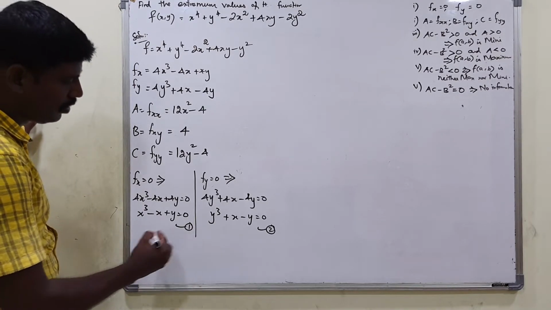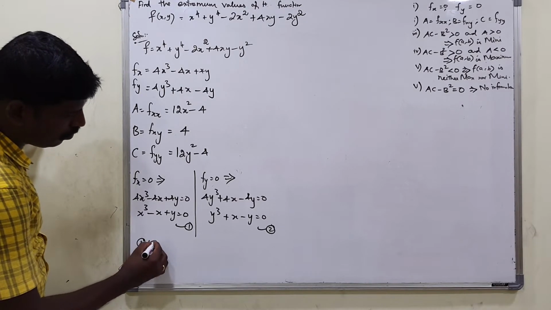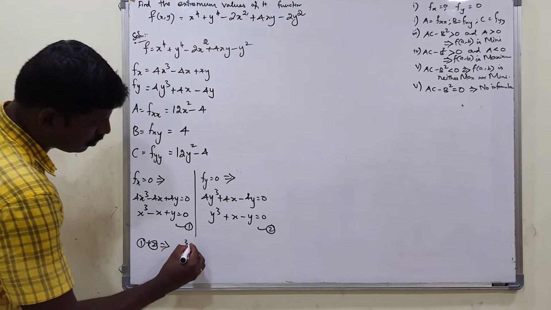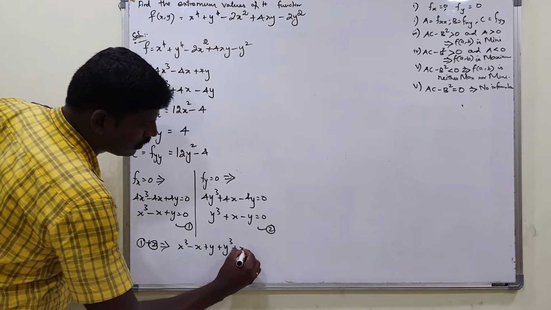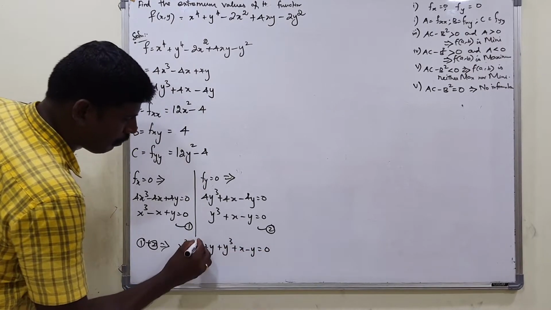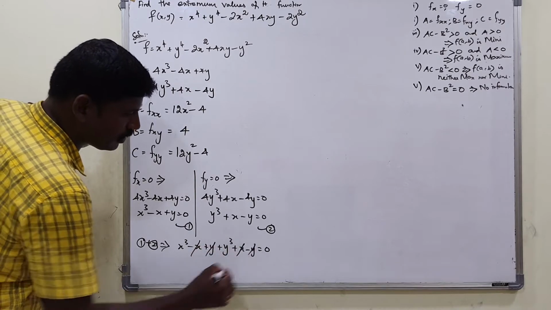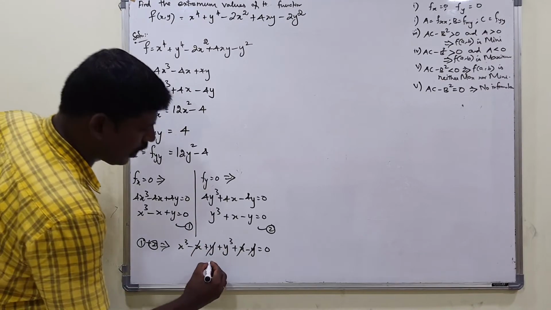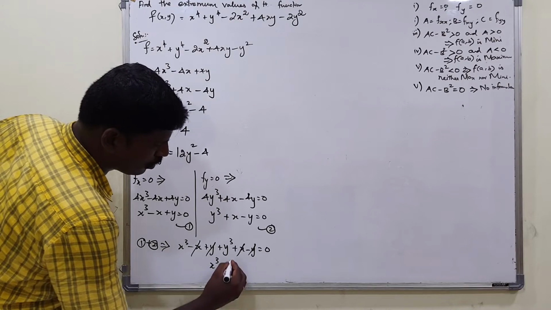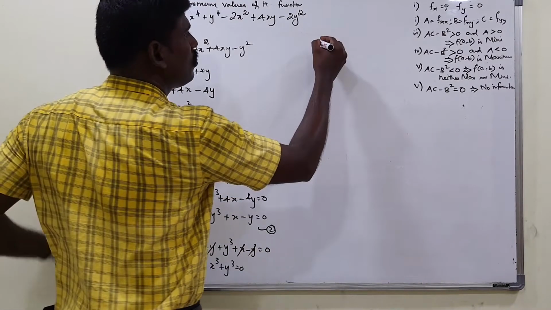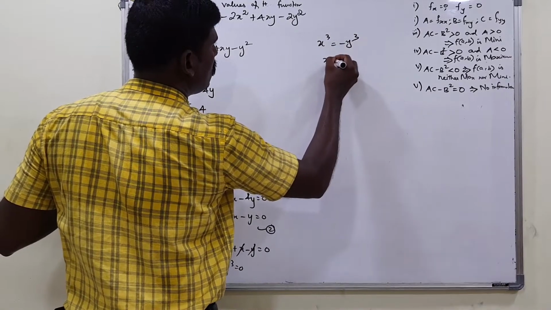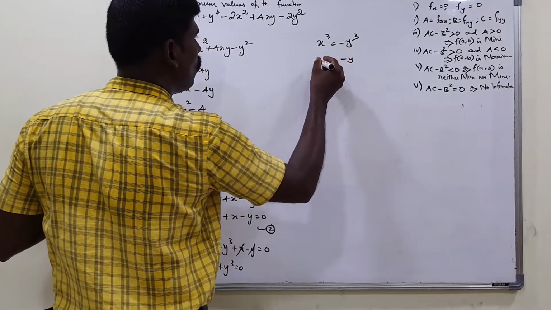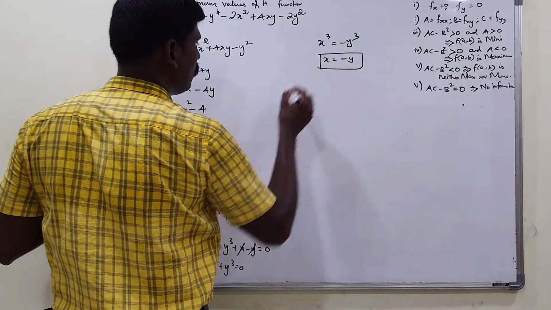Okay. How can we solve it? Just adding 1 and 2. What you will get? x cube minus x plus y cube plus x minus y equal to 0. Plus x minus x, plus y minus y cancel each other. So x cube plus y cube equal to 0, isn't it? So x cube is equal to minus y cube. So x is equal to minus y. Right?